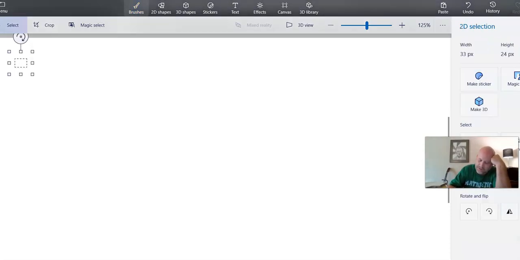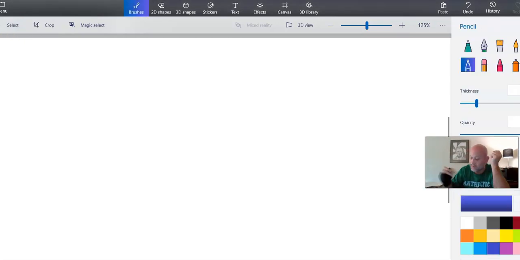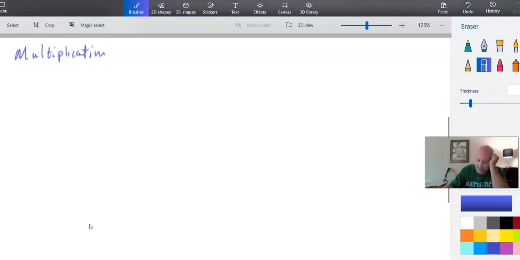Oh, it turns out this thing works better when I turn it to a pencil. Let's try this one more time. Okay, so the first thing we're going to be talking about is called the multiplication principle. Wow, work on my spelling too.